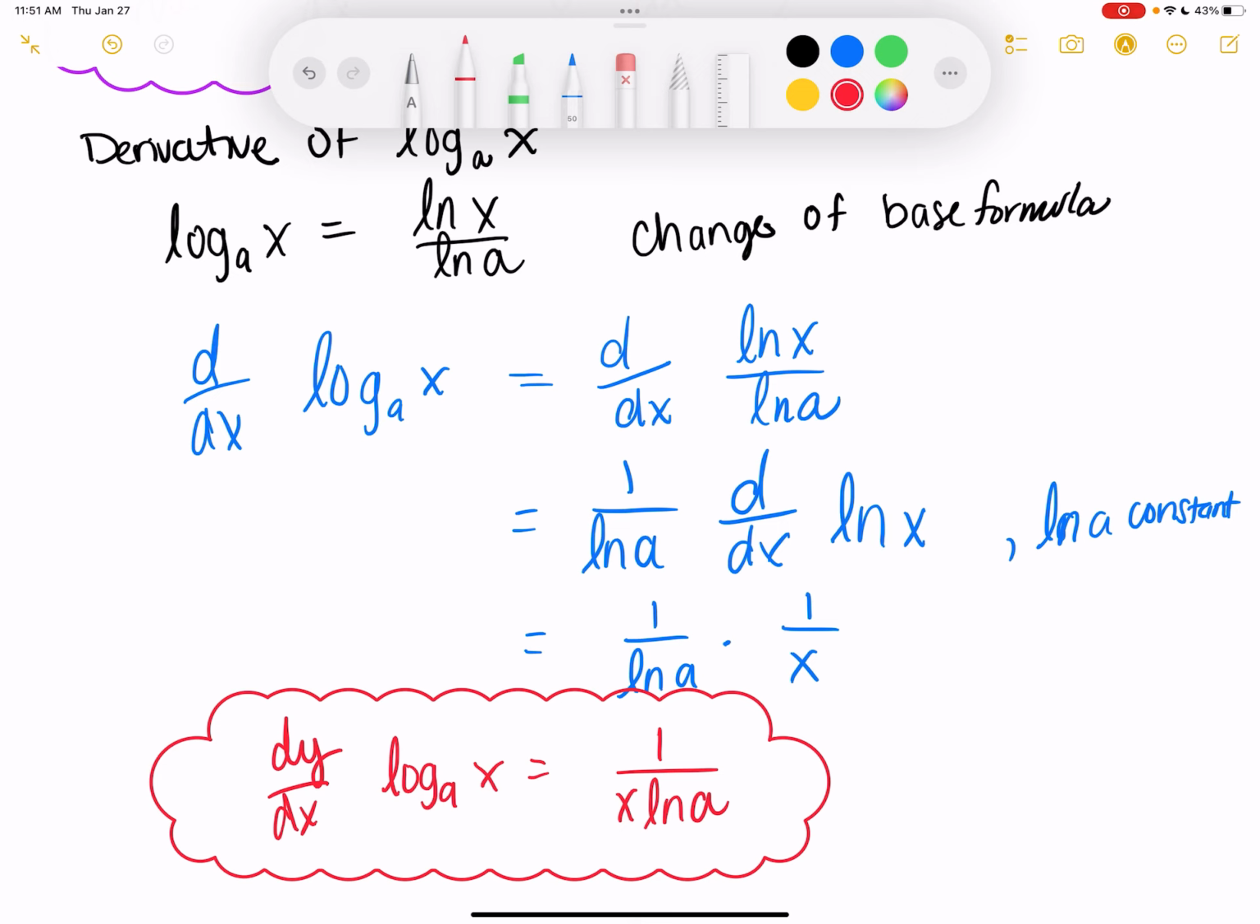Ln of a is a constant. It's just a little comment there, so you would remember why we can do that. I kind of wrote LA and then needed to throw an N in there, so I went back and threw the N in there.